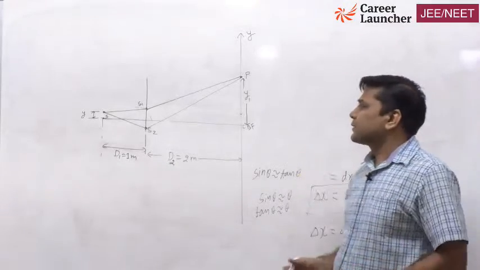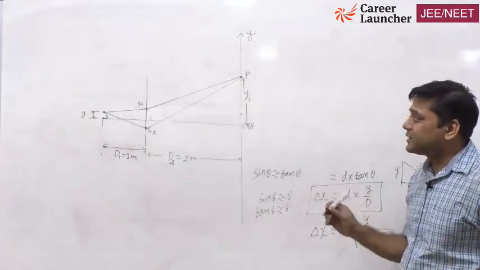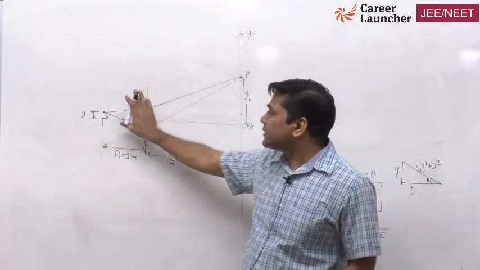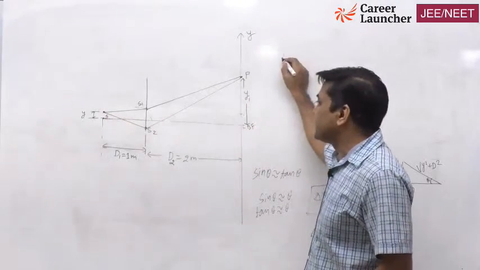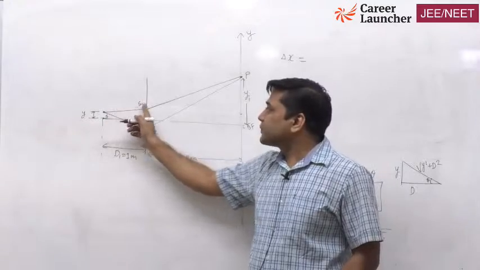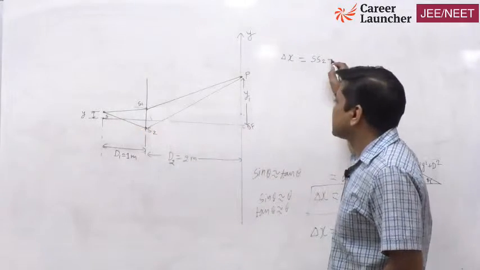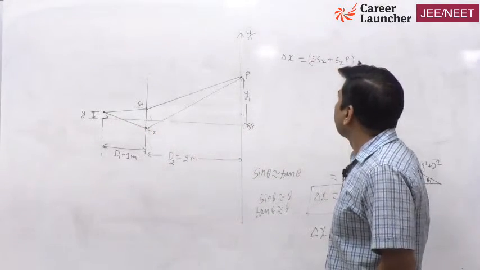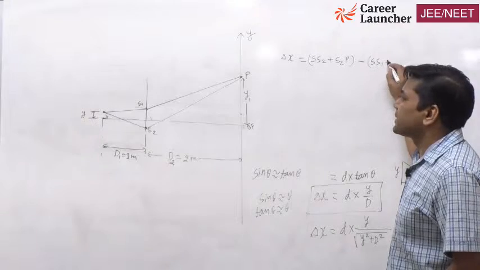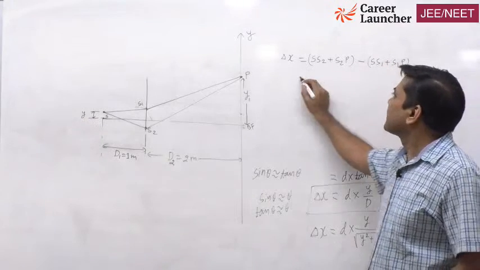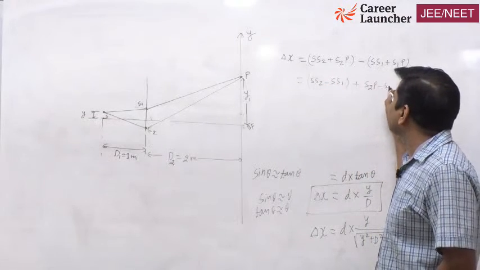In the exam you know that you have to write the expression quickly. You don't have time to derive all this again and again. That's why you should think in that way. First you take this half part, and you want to know what the total path difference is. Looking at this, the path difference actually will be equal to SS2 plus S2P minus SS1 plus S1P. And if you want, you can split into two parts like this, quite convenient for you.